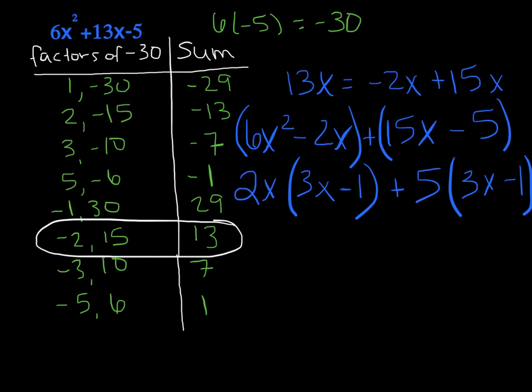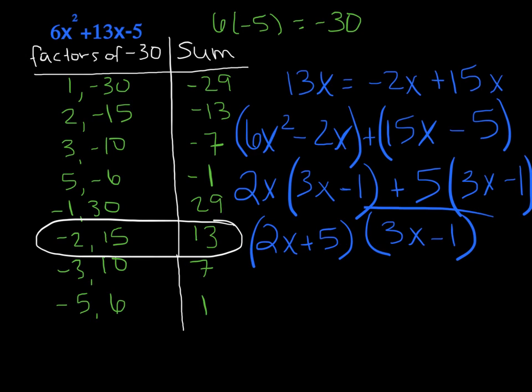Okay, so now we're just going to rearrange these a little bit. We're going to take this term, 2x, and this term, plus 5, and that's going to be one of our factors. So we get 2x plus 5 as a factor, and our other factor is 3x minus 1. Now they're being multiplied together, and that is our answer right here.